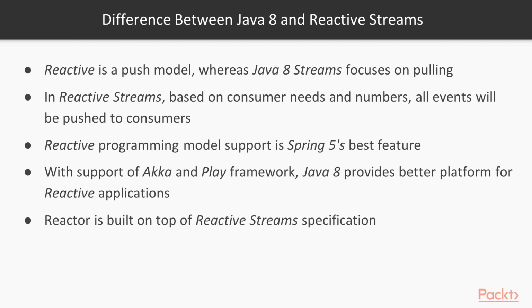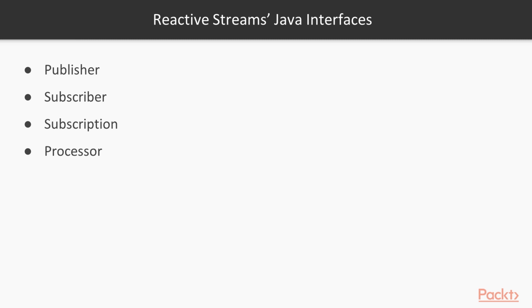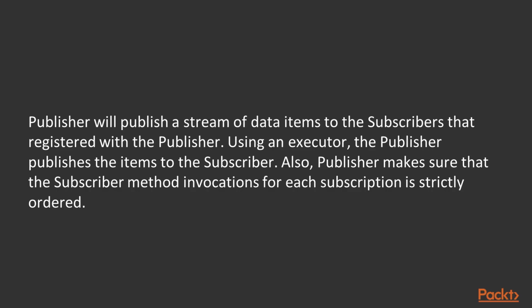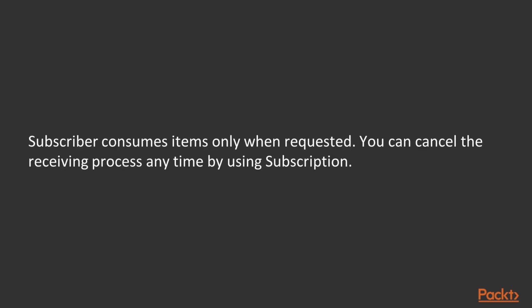Reactor is built on top of the Reactive Streams specification. Reactive Streams is a bundle of 4 Java interfaces: Publisher, Subscriber, Subscription, and Processor. Publisher will publish a stream of data items to the subscribers that registered with the publisher. Using an executor, the publisher publishes the items to the subscriber. Also, Publisher makes sure that the subscriber method invocations for each subscription are strictly ordered.